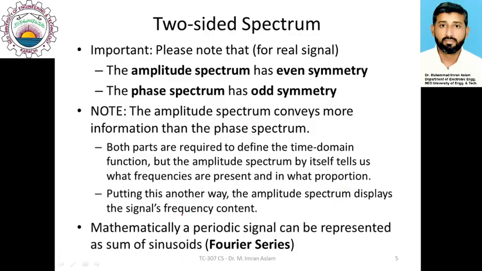Mathematically, any periodic signal can be represented as a sum of sinusoids, and this is the case of the Fourier series that you must have taken in your previous course. If we have any periodic signal, we can transform it into a sum of sinusoids, and eventually we can easily plot the spectrum of that periodic signal.